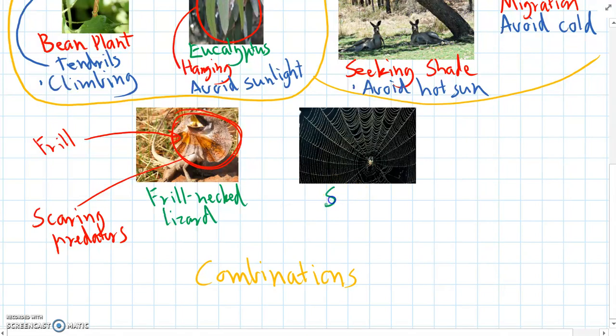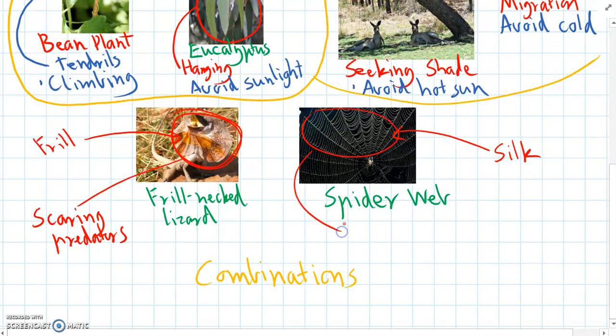And the last one to look at is one that we see everywhere, which is a spiderweb. So a spiderweb is a result of spiders making silk. So they have a physical adaptation, but then their behavior is that they can make a web as well. And webs are vital for spiders because it helps them to catch prey, which is their food.